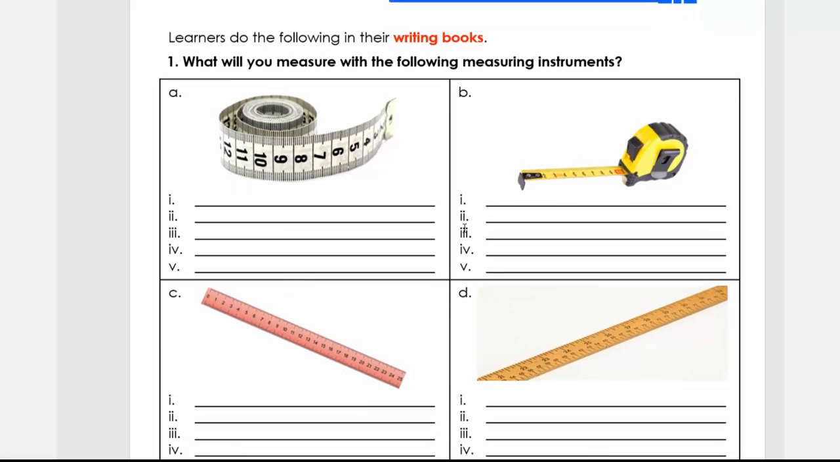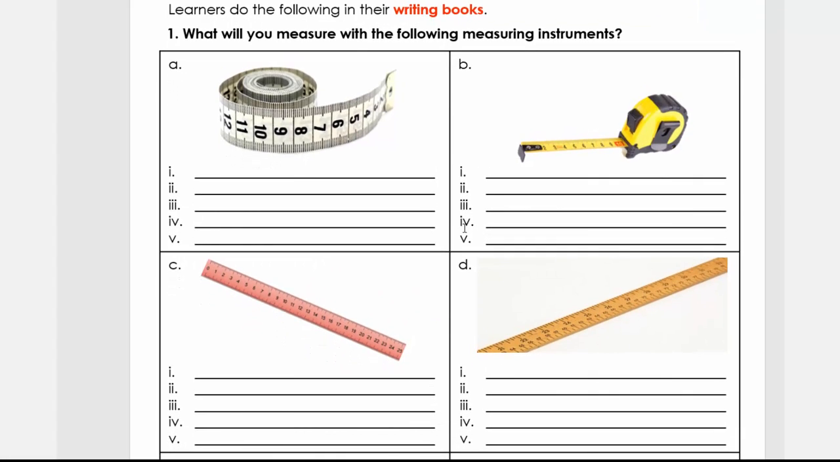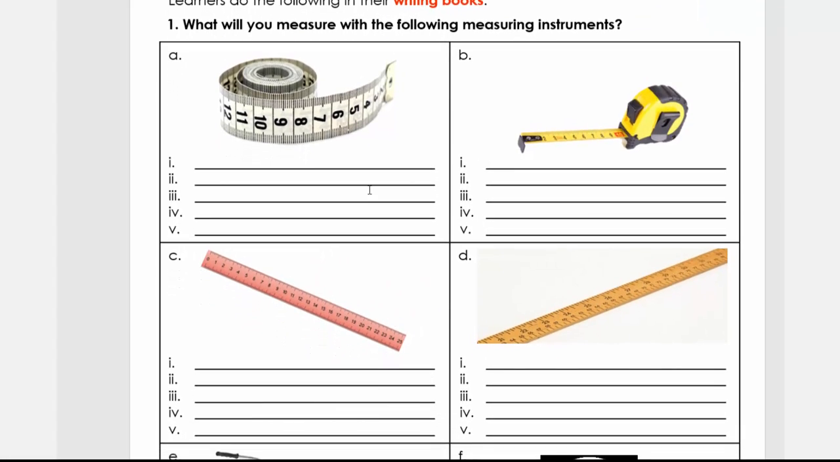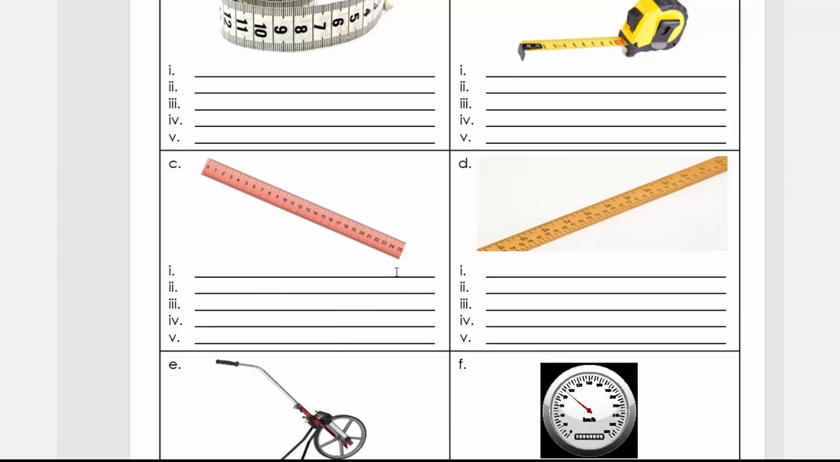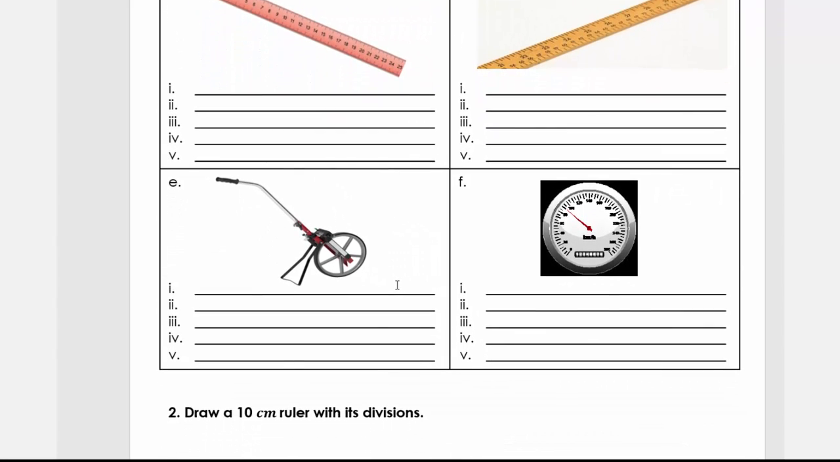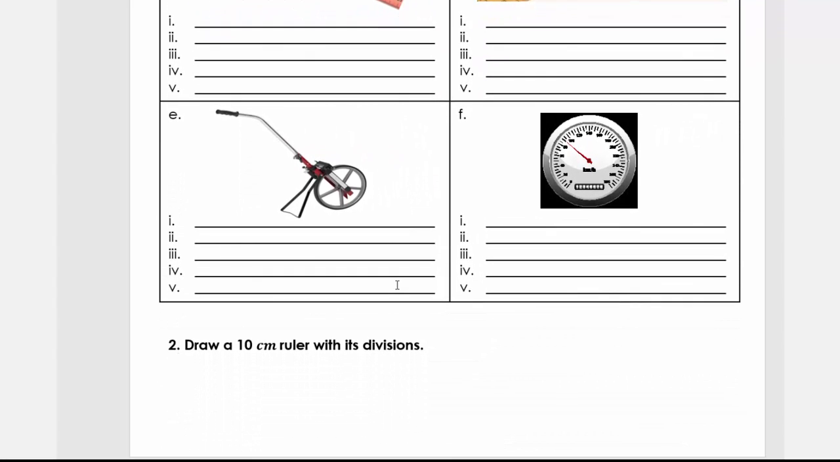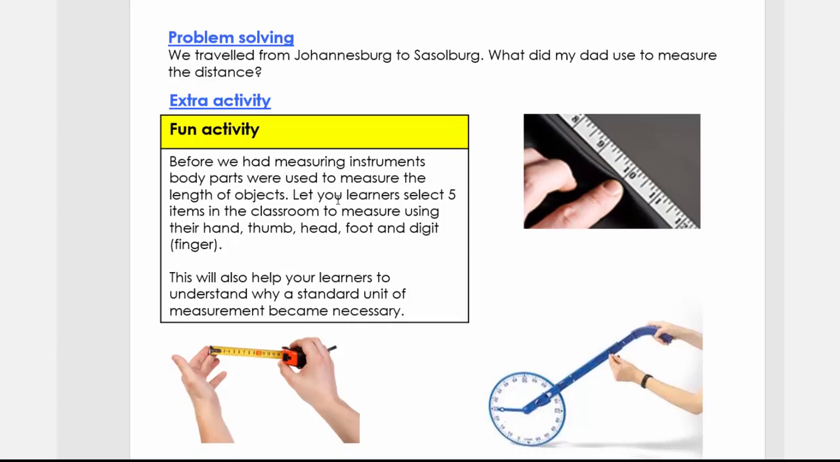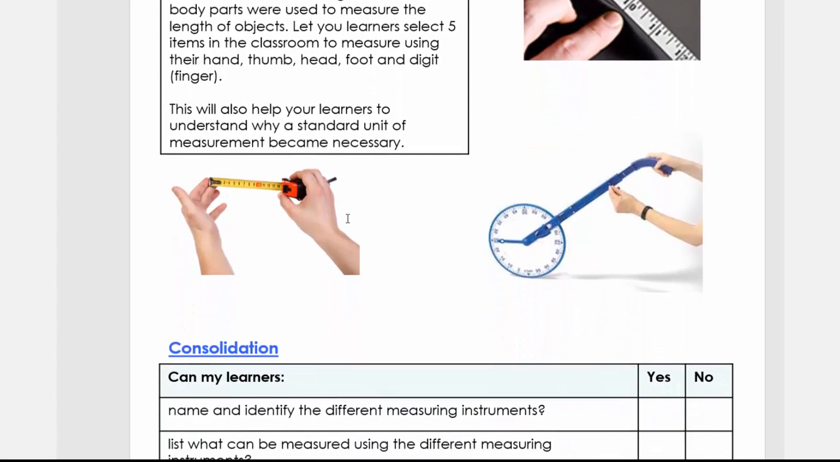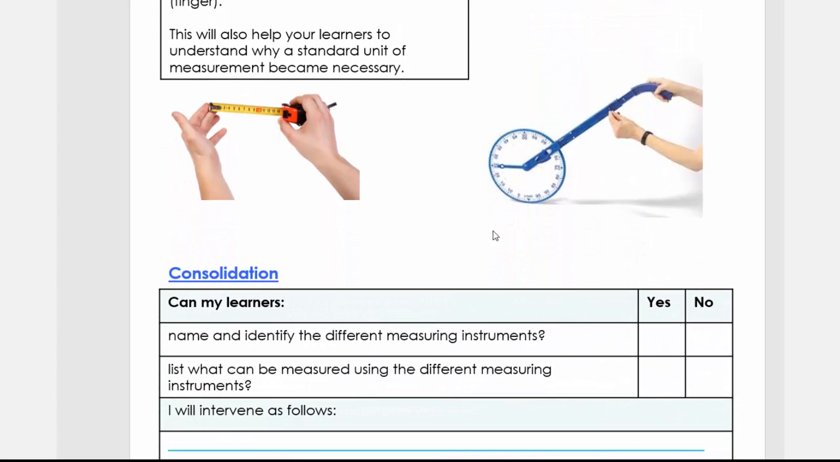Then we're going to go to the worksheet activity. So here is exactly what we did previously. We already did it orally, and then they can complete the worksheet. Then we have a problem solving, and a fun extra activity. And then we come to the consolidation.